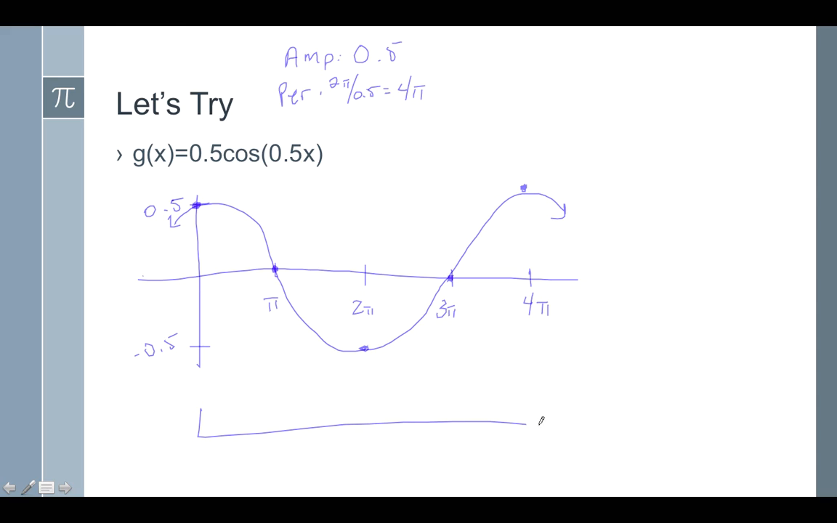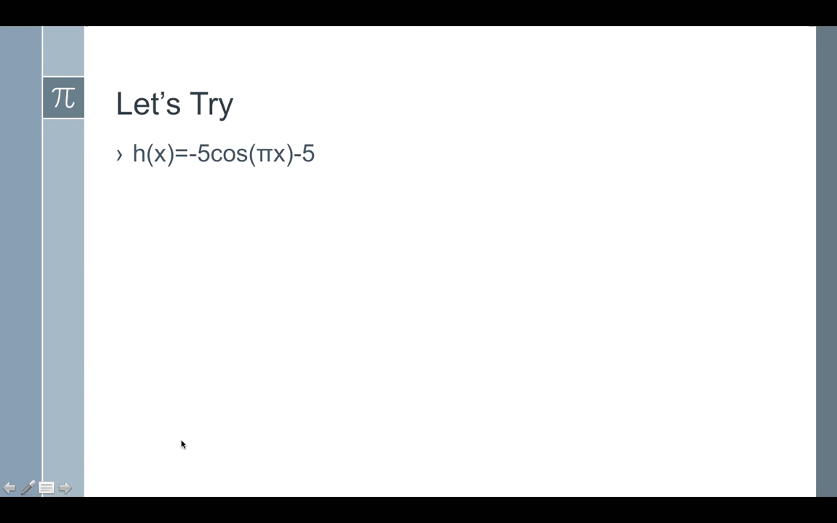Again, my period is 4 pi. My amplitude goes up a half and down a half with no phase shift and no vertical shift. And we're going to finish on the same function again, just now with cosine.